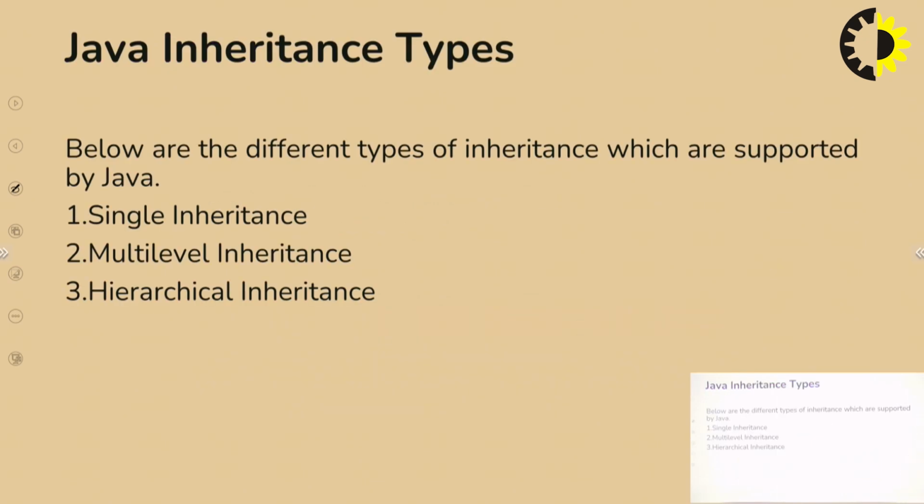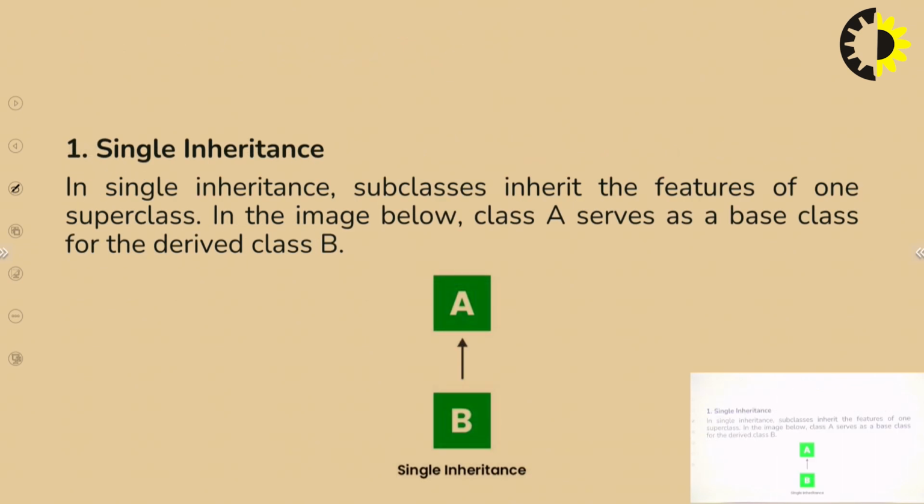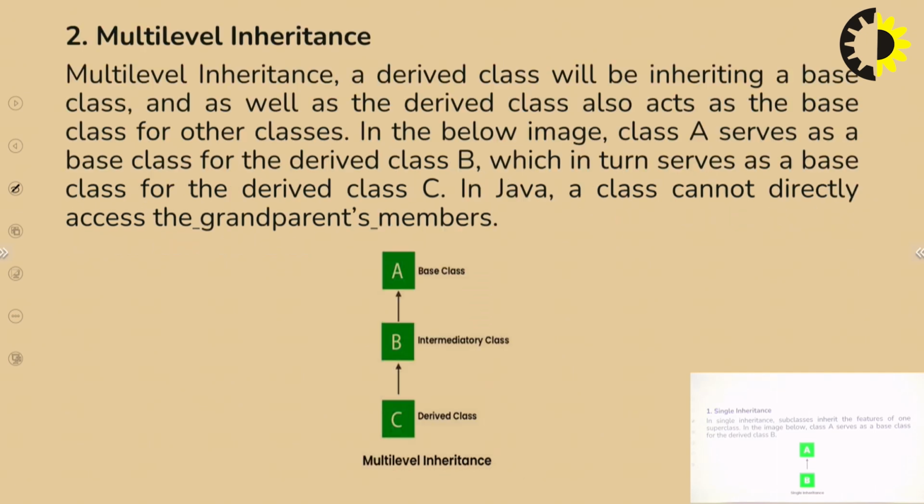In Java inheritance, there are some types of inheritance: single inheritance, multi-level inheritance, and hierarchical inheritance. We will see them one by one. First is single inheritance. In single inheritance, a subclass inherits the features of one superclass. In the image below, class A serves as a base class for the derived class B. This is single inheritance.